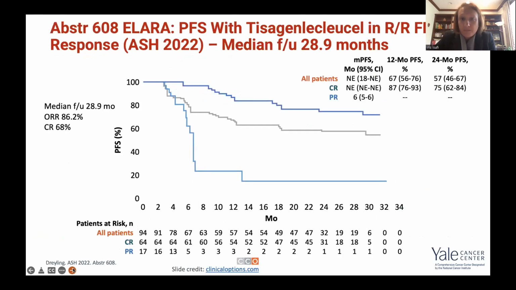And then similar data from the ILARA study looking at tisagenlecleucel, so also targeting CD19, but with a different co-stimulatory molecule, that is 4-1BB, with over 2 years of follow-up. Patients who achieved complete response, represented here in the top curve, have not reached their median progression-free survival. And the anticipated overall 2-year progression-free survival is about 60%.